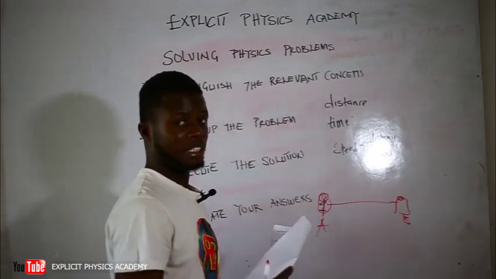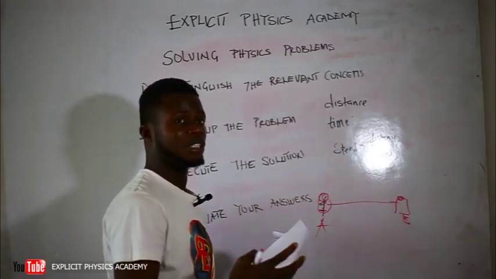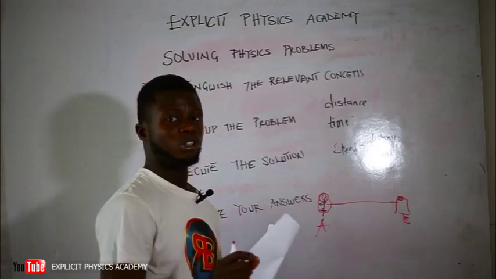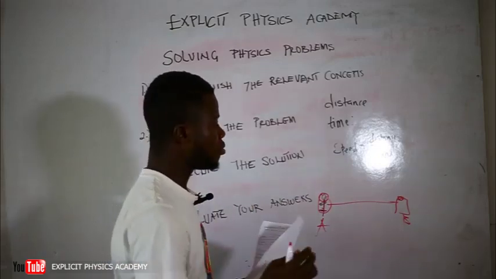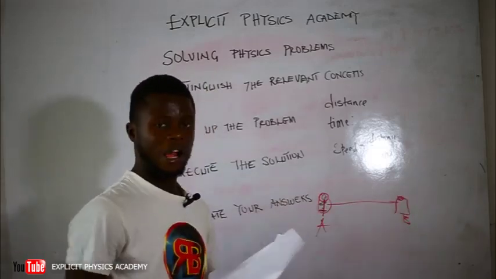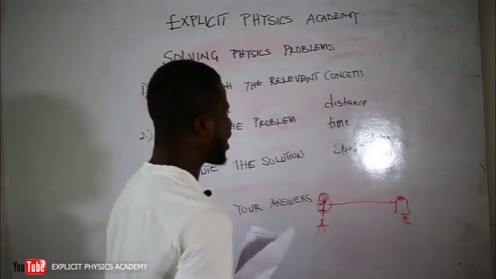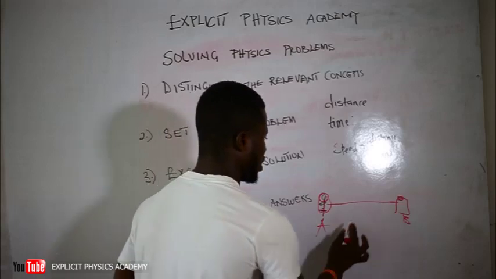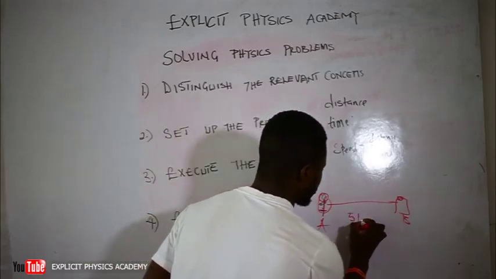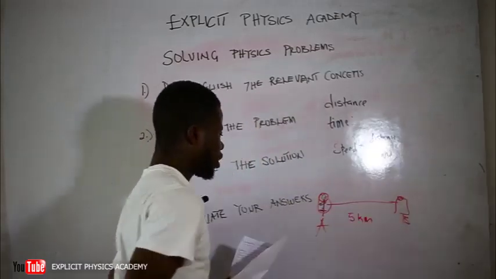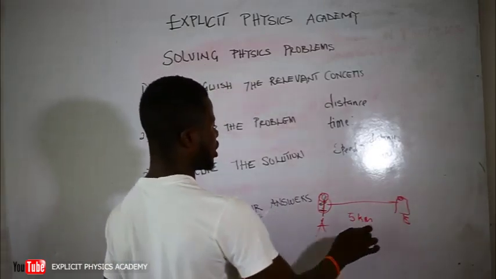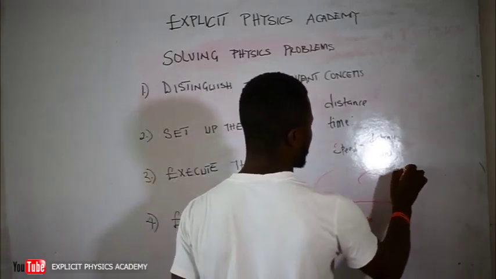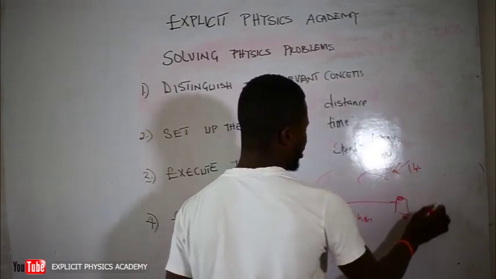I said that the first step you have to do is either state the necessary equation that suits those quantities, but if that will take you a tougher time, you can sketch it out like this. Let's say at a distance of 5 kilometers, so that's the distance covered, at a time of 1 hour. It takes 1 hour.